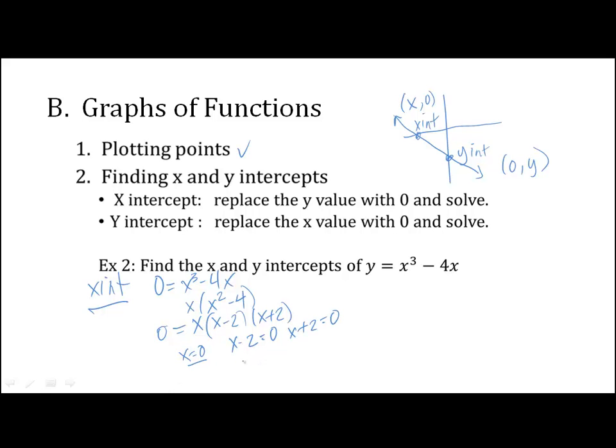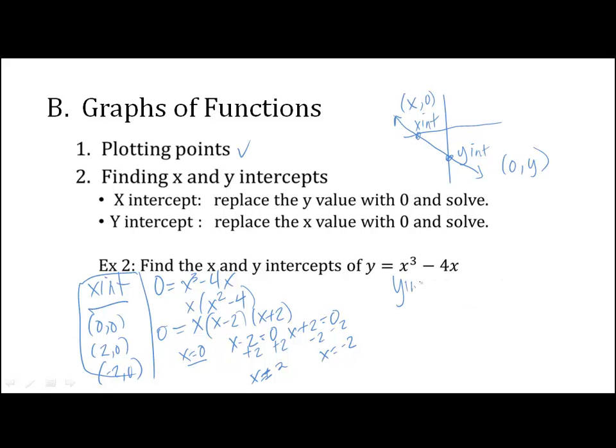The first one is x equals 0. The second one, x equals 2. This one, subtract 2, and I get x equals negative 2. So there's my 3 solutions. My x-intercepts are 0, 0, 2, 0, and negative 2, 0. Those are my x-intercepts. Halfway there.